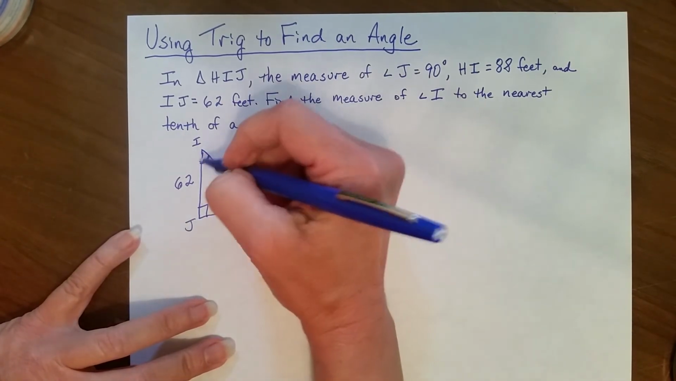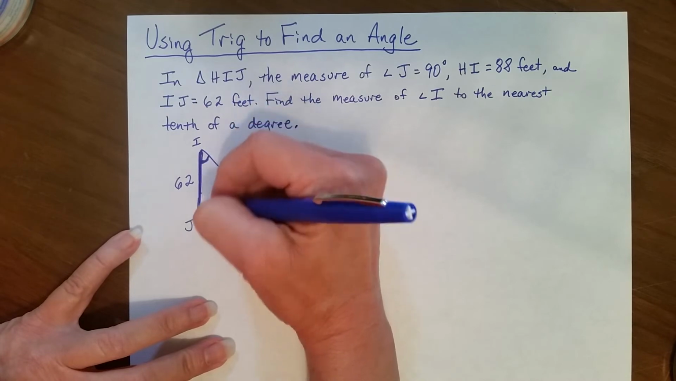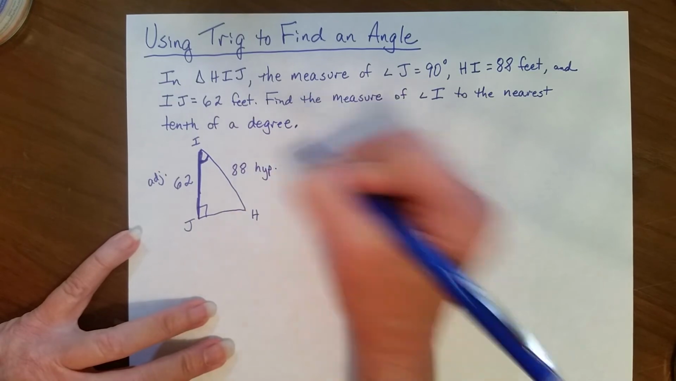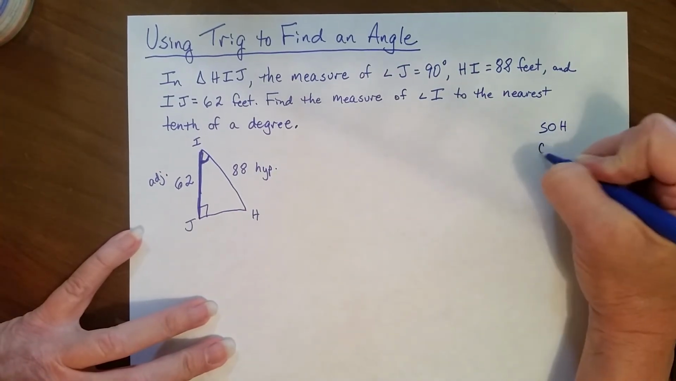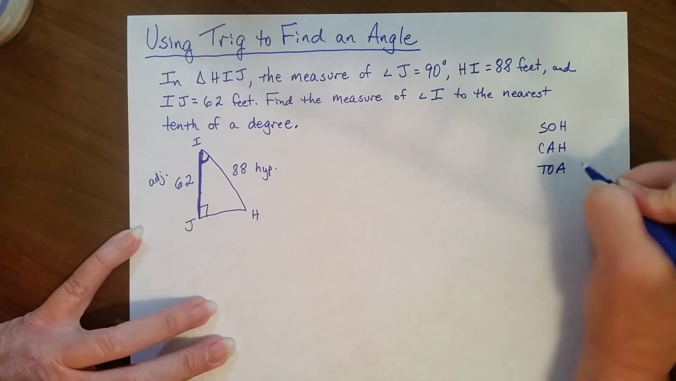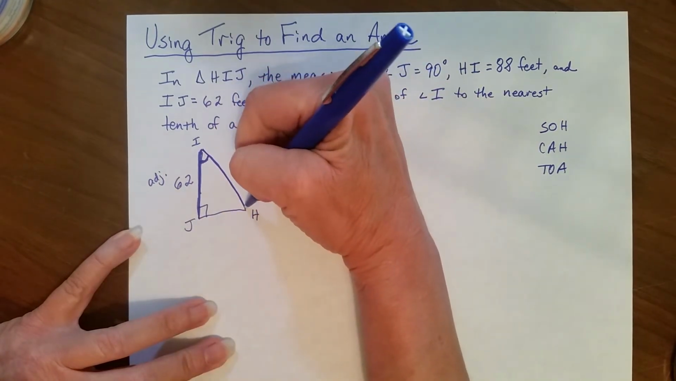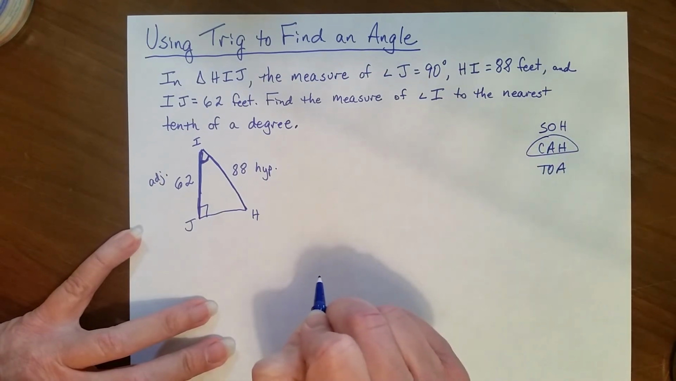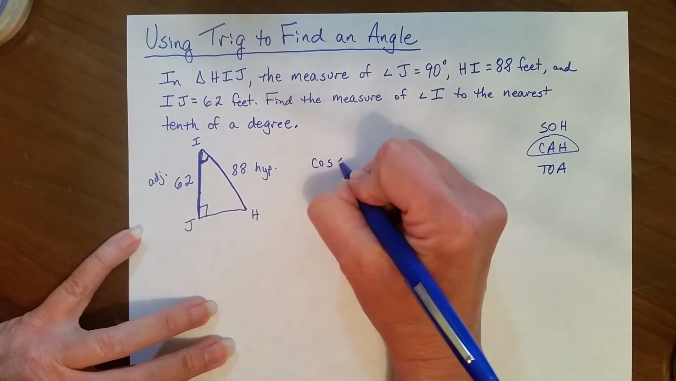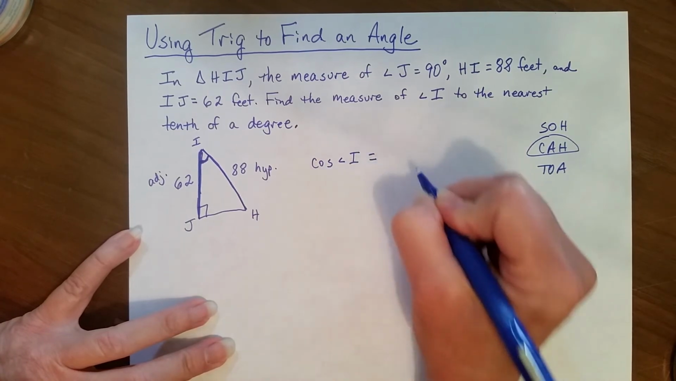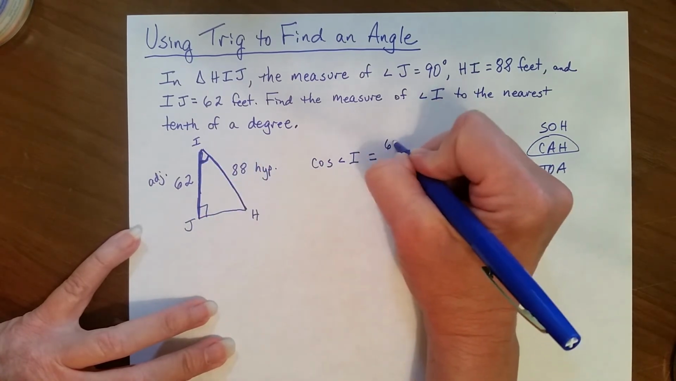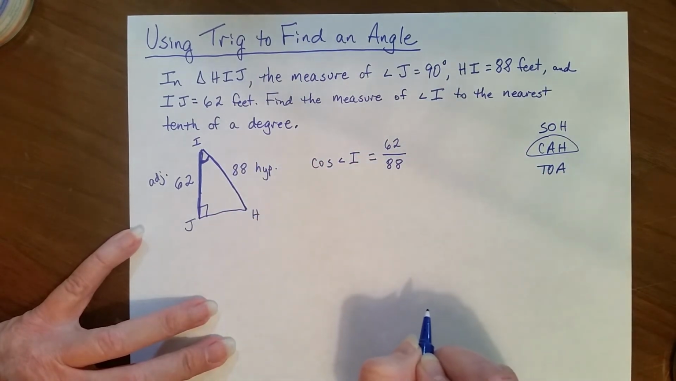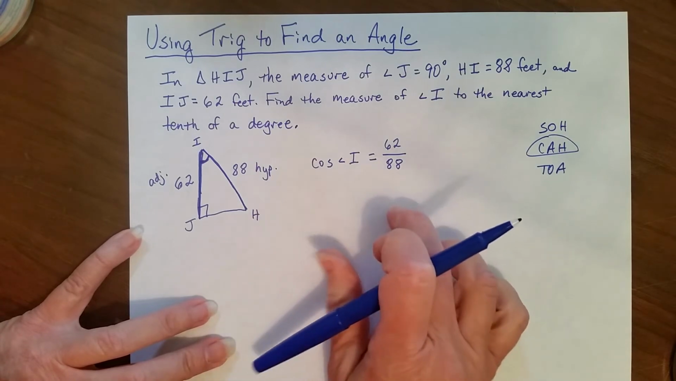Okay, with respect to angle I, this would be the adjacent, and this would be the hypotenuse. So the trig function involving adjacent and hypotenuse is, you guessed it, cosine. So the cosine of angle I is adjacent 62 over hypotenuse 88.